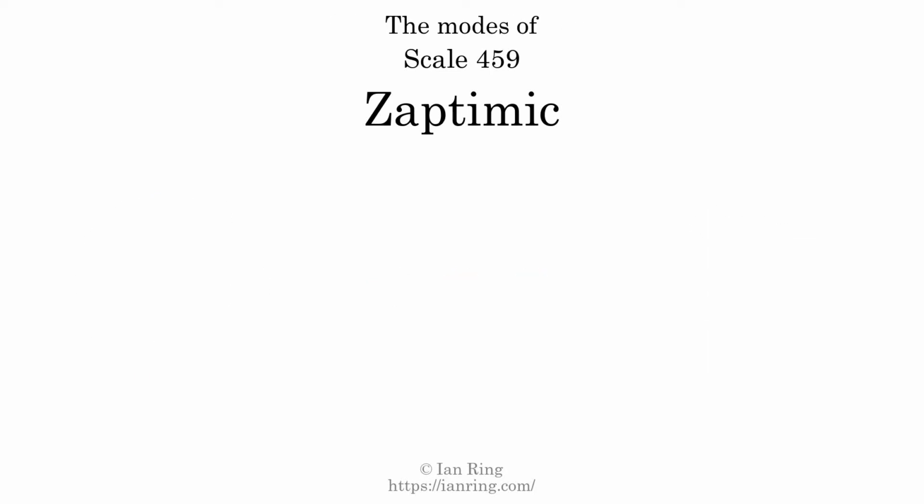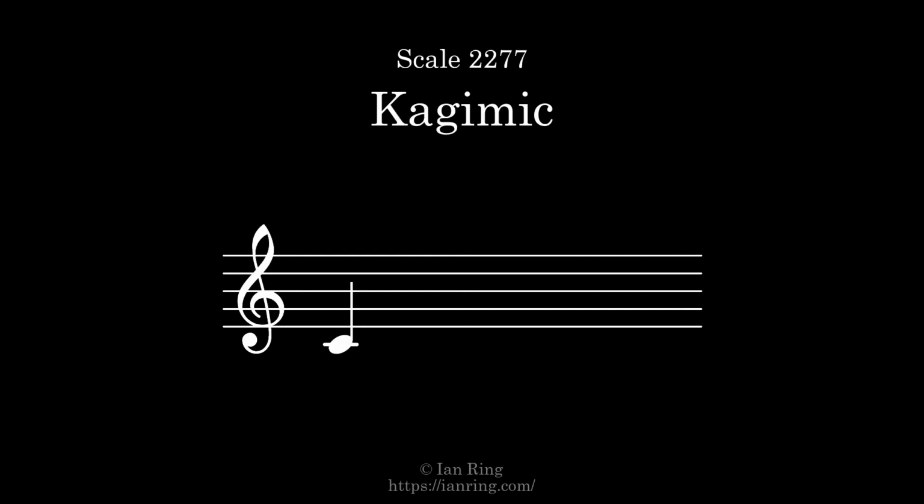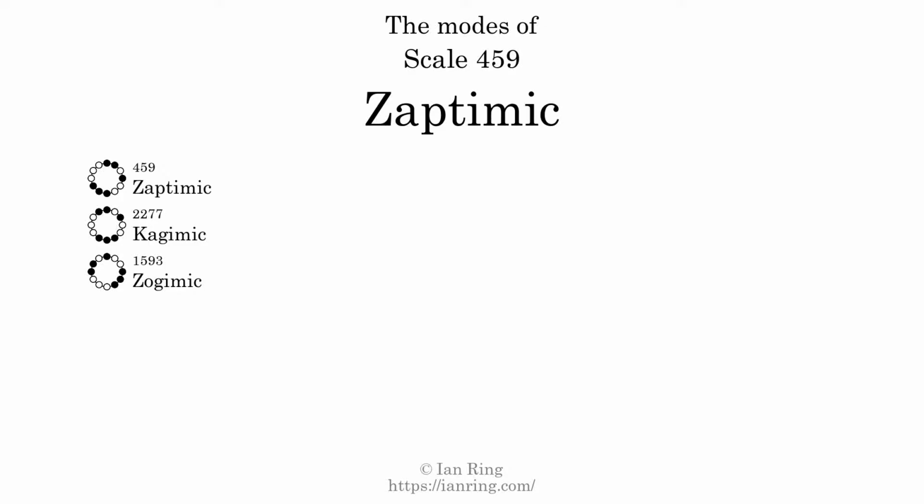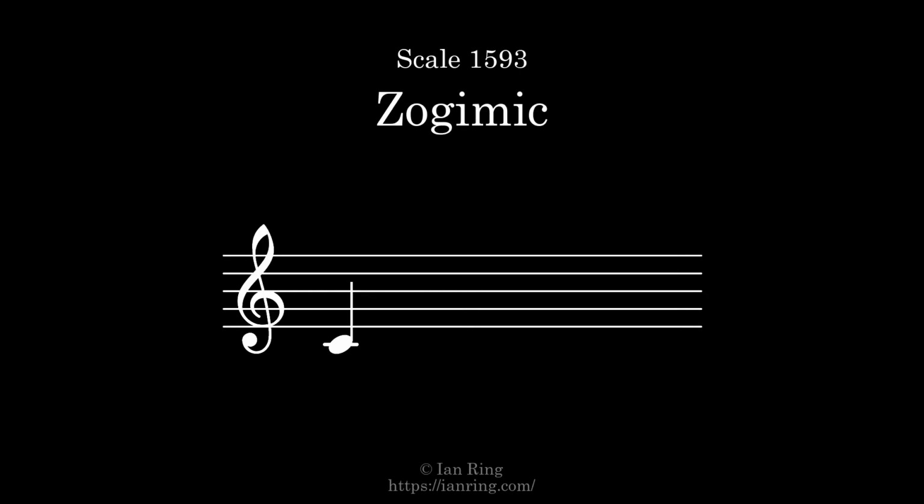This scale has 6 modes. The first mode is itself. The second mode is scale 2277, also known as Zaptimic. It sounds like this. The third mode is scale 1593, also known as Zaptimic. It sounds like this.